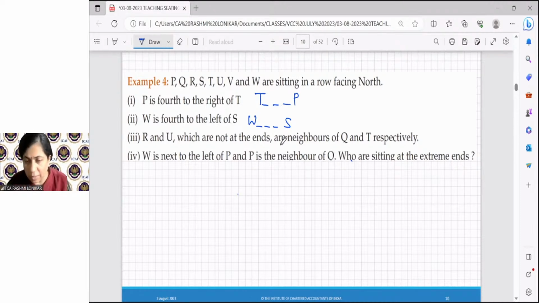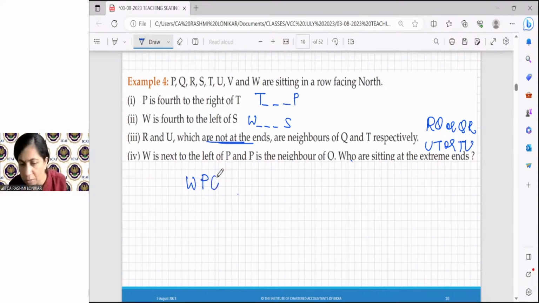R and U, which are not at the ends. So you're just saying that they are not at the ends, and are neighbors of Q and T. Okay, so what is possible? RQ or QR and UT or TU. W is sitting to the left of P. So this is my P. W is sitting to the left of P and P is the neighbor of Q. So for this point, this information is given. Now I have WPQ. Now if I have WPQ, then I can choose this one. I don't have to choose this. I have to choose this one. So QR.